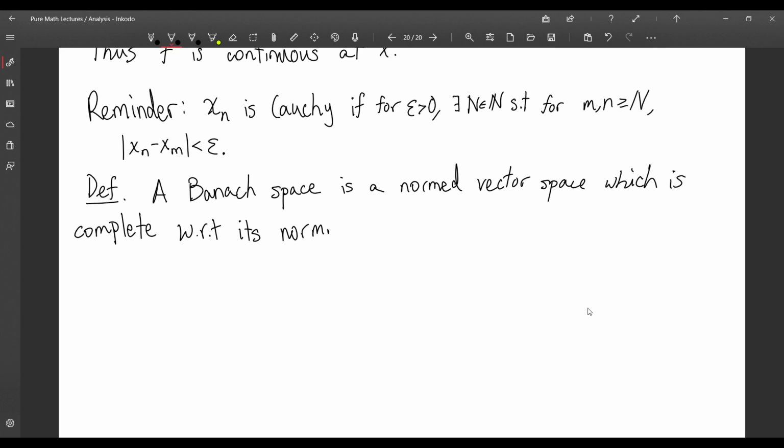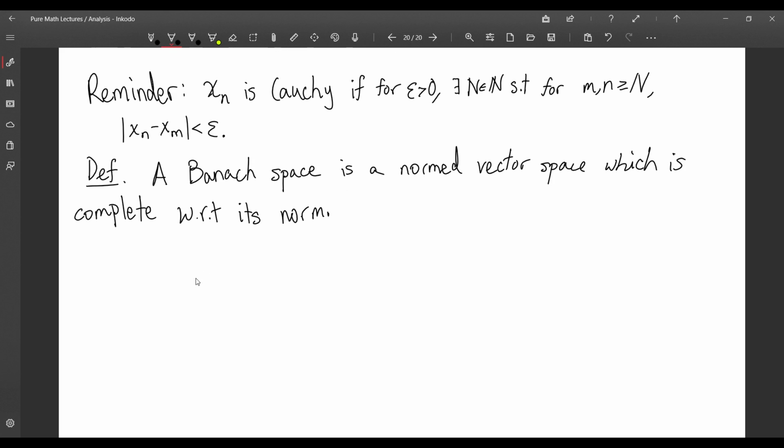We are going to show that C of AB is also a Banach space. We've shown it's a normed vector space, and now we have to show that it is complete, meaning that if I have a Cauchy sequence, it has to converge to some value in C of AB, right? So, that's our theorem. C of AB is complete.